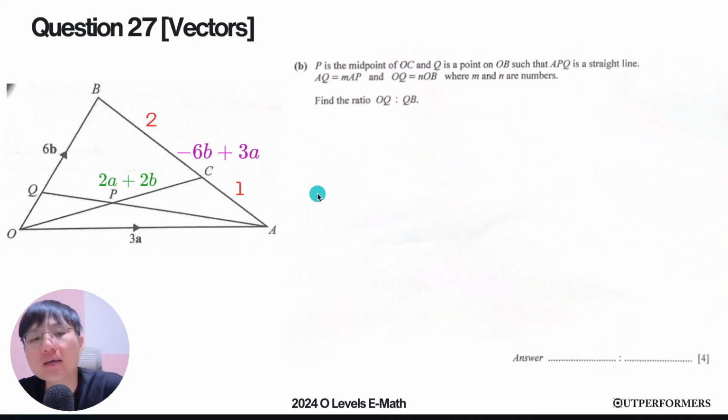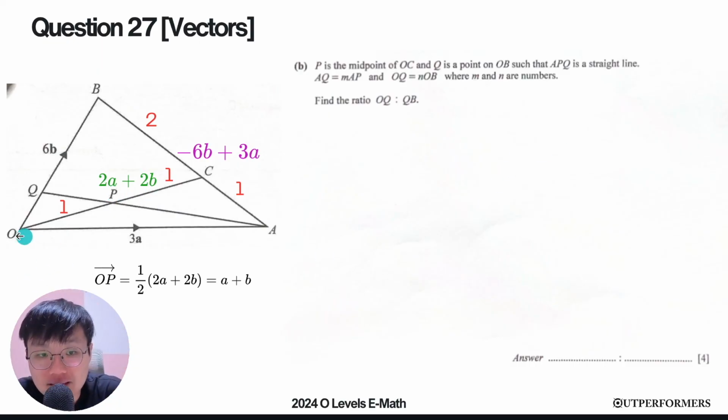Okay, but the very first thing we can use is actually my midpoint. Since P is a midpoint, 1:1, then I can say that OP is half of OC. We found OC in the previous part, which is 2A plus 2B. So we can cut it in 2 to have A plus B over here. Okay, why is that important?